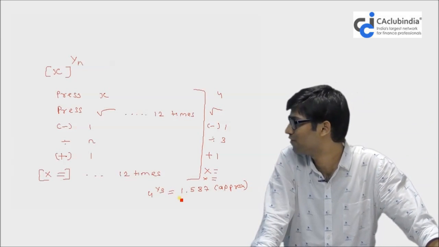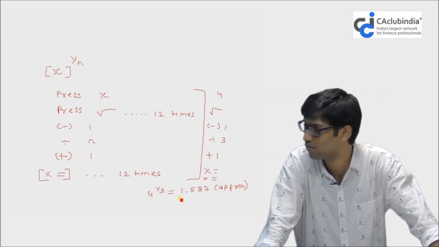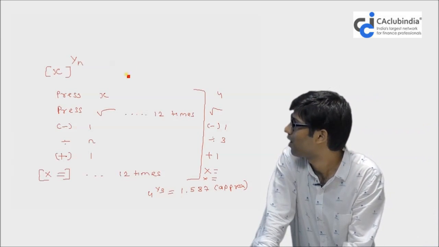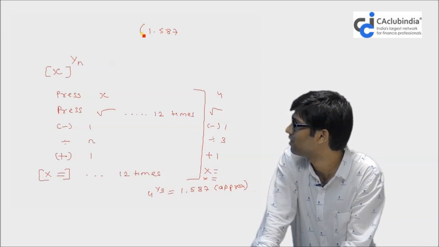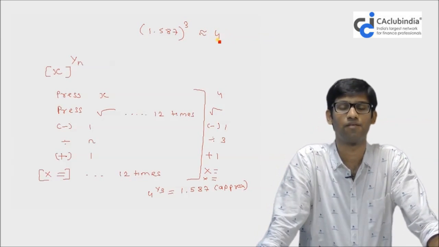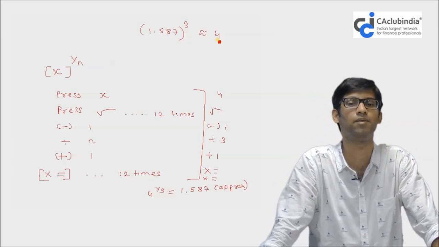You can cross verify that again. How, sir? You can do one thing. You can take 1.587 raised to 3 and approximately you will reach 4 only. Fine. So that was the first trick that will help you in the examination. Sir, how will it help us in the examination?